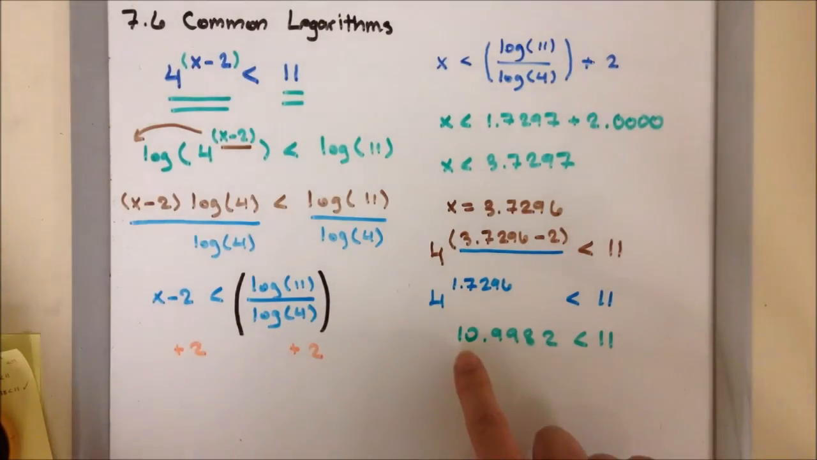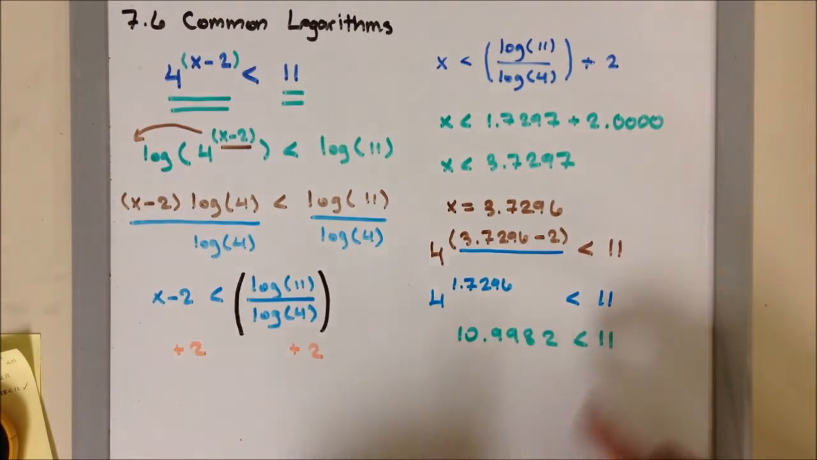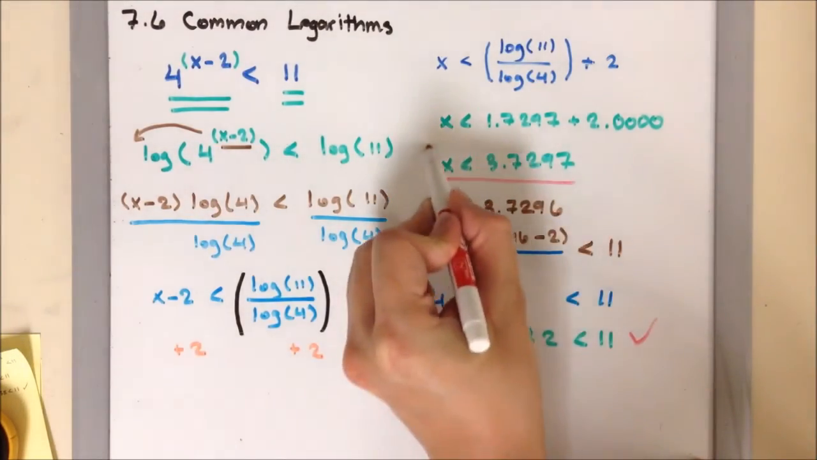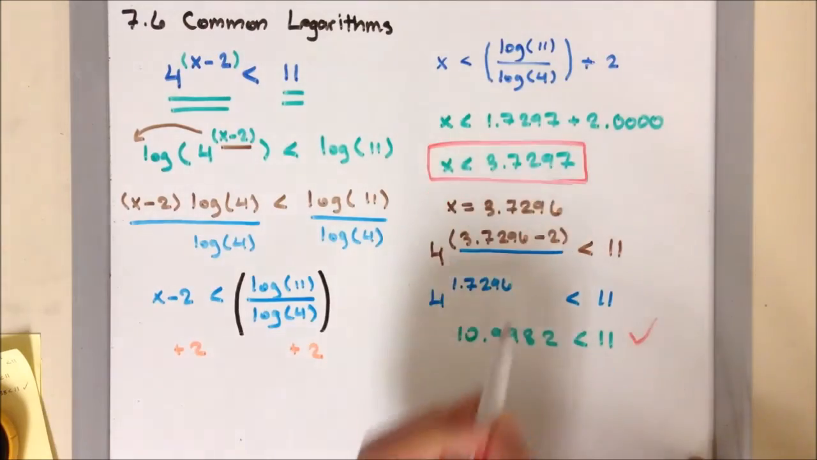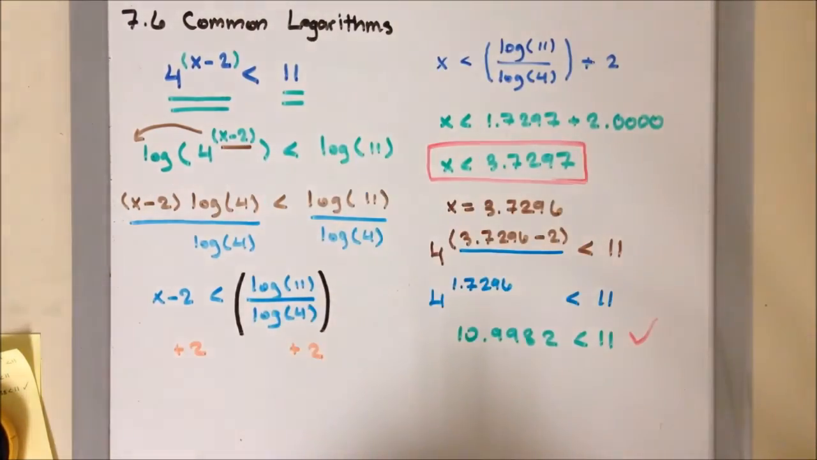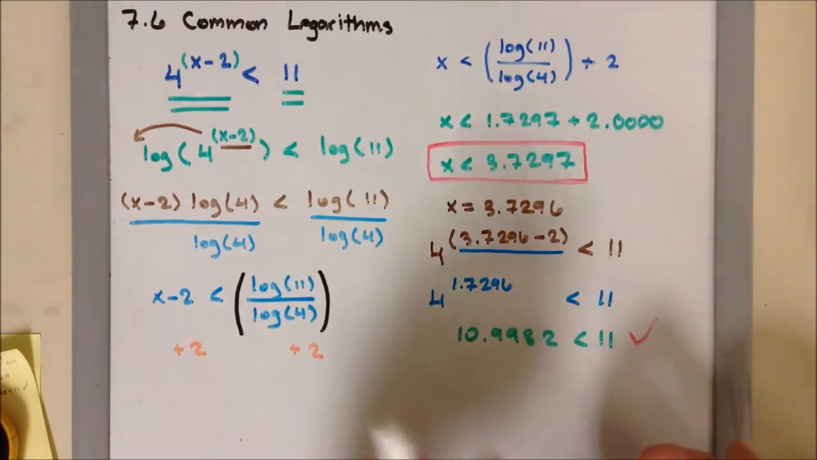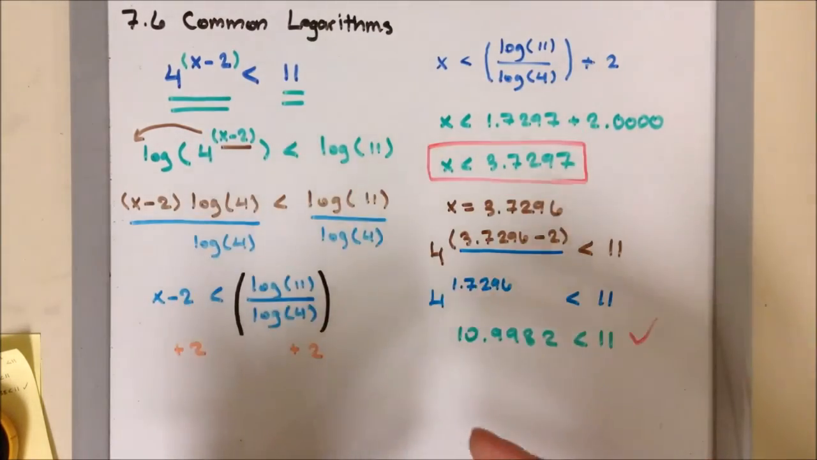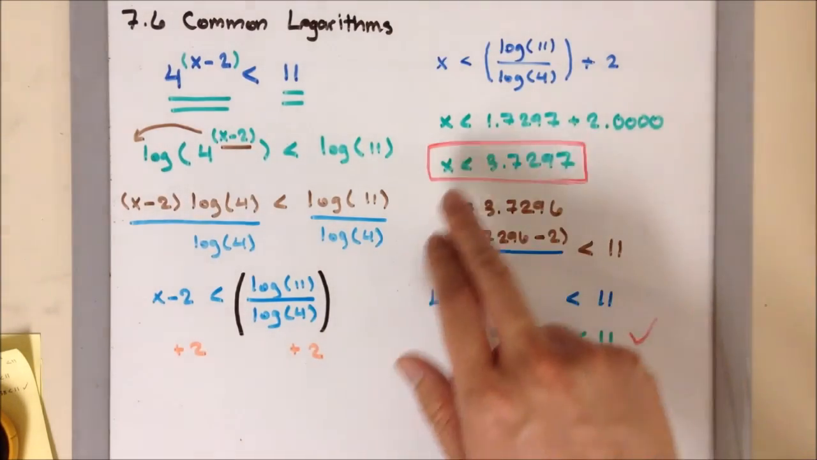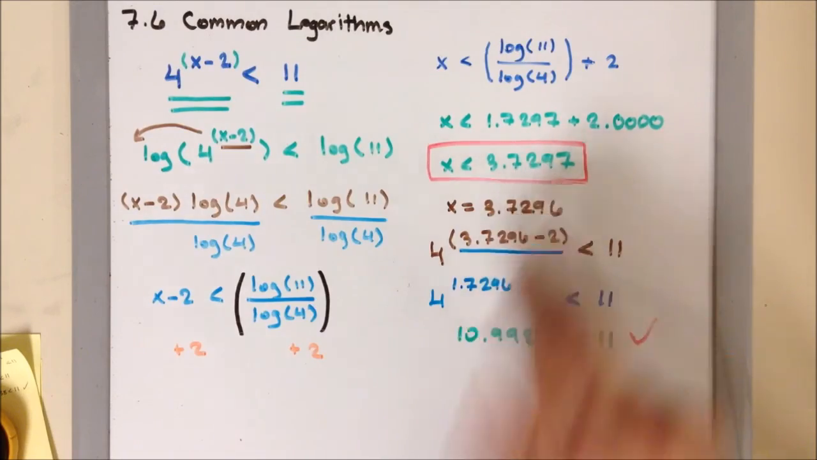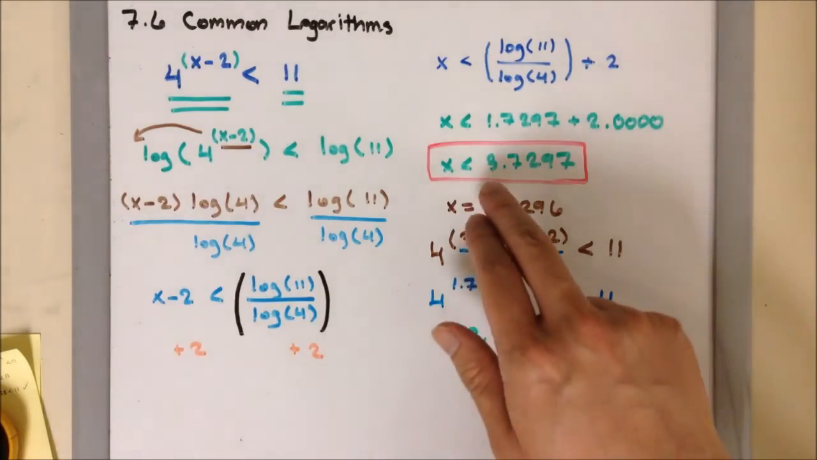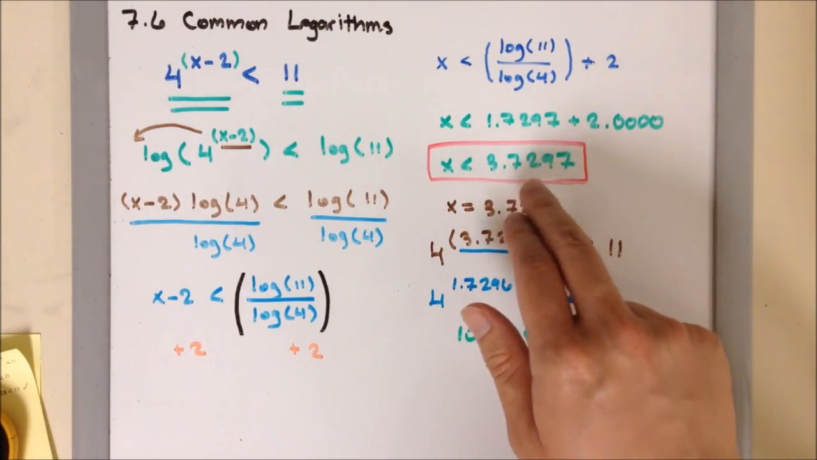So we know that 10.9982 is actually less than 11, so that means it works. So therefore, this is our final answer. I checked it, it works. And again, you see the process of using log to find the value of x, and then we're just plugging it back in to make sure it works, and it did. So therefore my final answer is x less than 3.7297, or basically x can be any number as long as it's less than 3.7297.